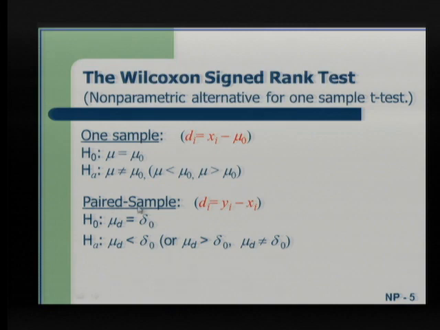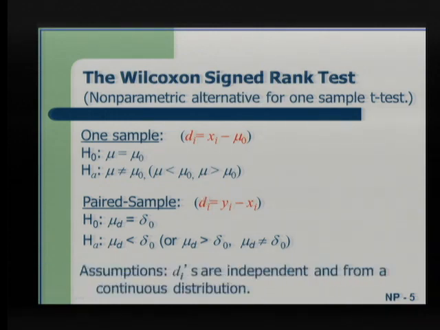If you do paired sample tests, then that's easy. Just the pair differences will be your D_i. And you can use this test for two-sided tests or one-tailed tests, depending on your needs. This is similar to the one-sample t-test. The only assumption is that this difference comes from some continuous distribution, but oftentimes people also apply it to discrete distributions and it still works very well. So that's the only assumption. It doesn't have to be normal.